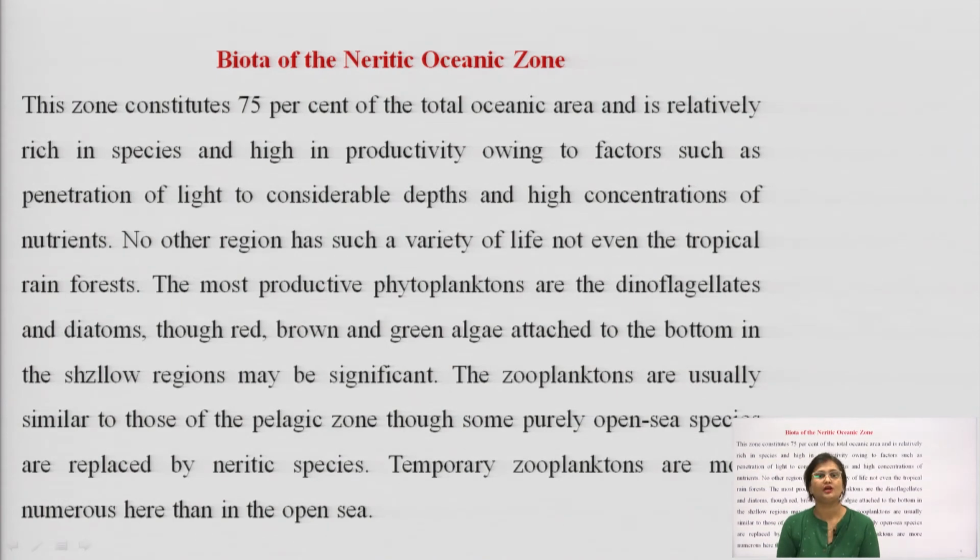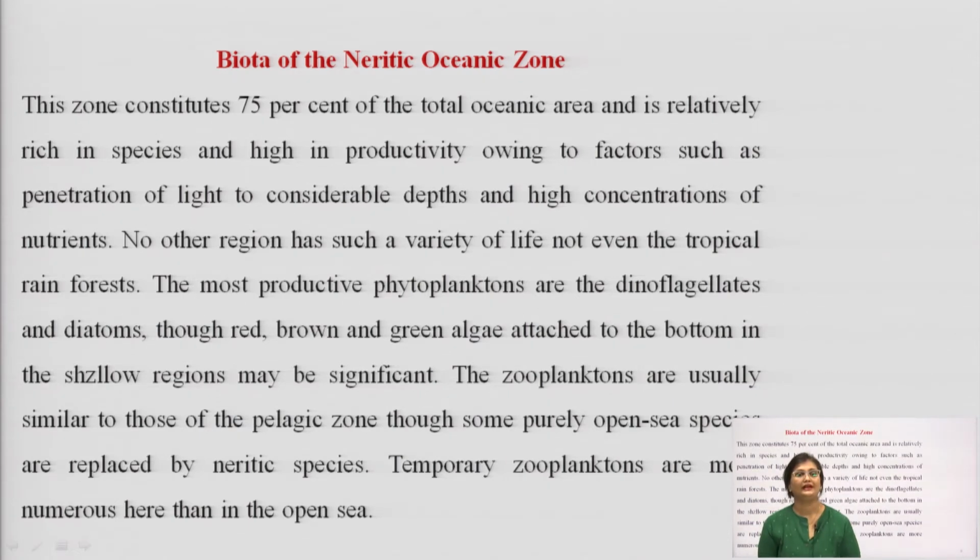Now, talking about the biota of Neritic ocean zones. What is this Neritic ocean zone? Just now we learnt about the littoral zone. Now, the Neritic zone constitutes 75% of the total oceanic area. The Neritic zone makes the major part of the ocean area and is relatively rich in species and high in productivity, owing to factors such as penetration of light up to considerable depth and high concentration of nutrients.